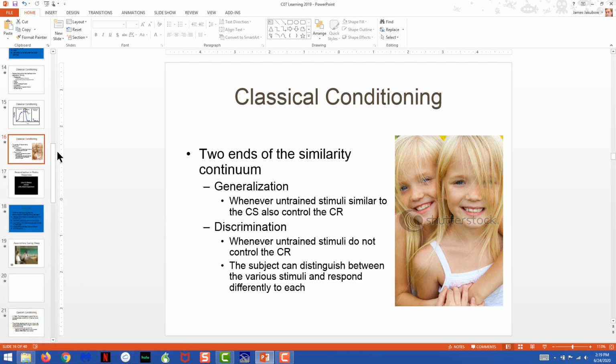The reason there's a pair of twins on the screen is because if you are not familiar with these two girls, and one of them walks into the room and says, "Hi, my name is Sally," and then she walks out, and her sister Susie comes in, you'll wind up saying, "Hello, Sally," because you don't realize it's her twin. You can't tell the difference between them.